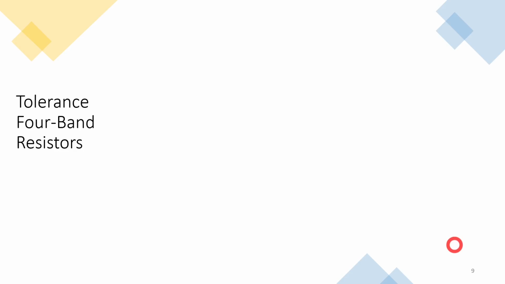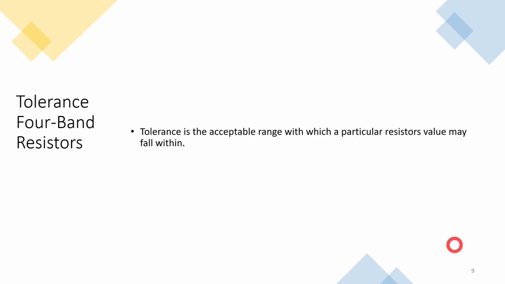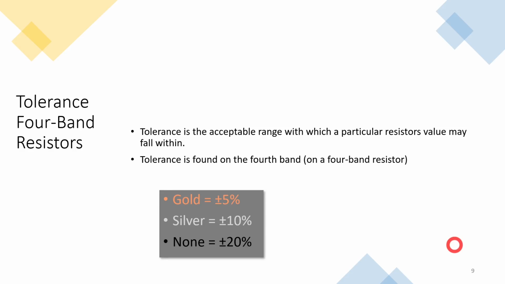Okay, so here is the tolerance band on a resistor. The tolerance band has an acceptable range that the resistor can fall in and still be considered good. The tolerance band is the 4th band on a 4-band resistor. It's the 5th band on a 5-band resistor. So it's always the last band. On a 4-band resistor, you have 3 different possibilities: gold, silver, or no band at all.